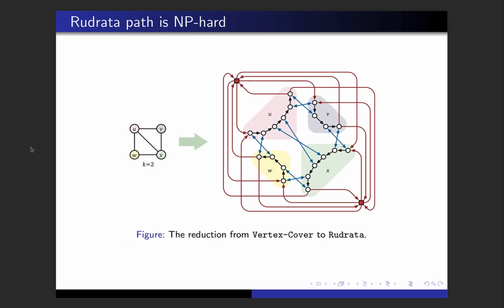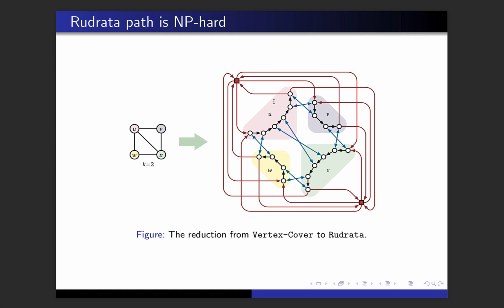Here is the construction in full. The graph to our left is the given graph G, the input of vertex cover. K is equal to 2 for this input. You can immediately see there is a vertex cover of size 2 given by vertices x and u. But I am showing you on the right how the construction of the input for the Rudrata cycle problem will look like for this tiny little graph. Let me break it down in pieces for you.